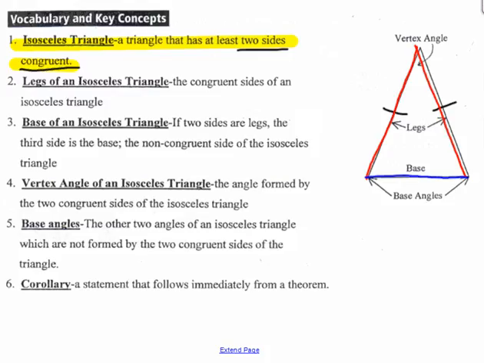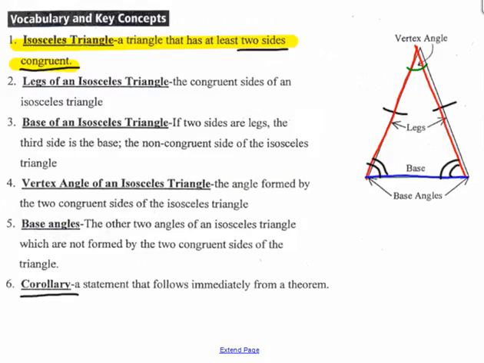Another part of an isosceles triangle is called the vertex angle. That's the angle that the two legs create. And the base angles are formed by the congruent side and its non-congruent side. So these are called your base angles here. And notice how I labeled them as congruent. Okay. A corollary is a statement that follows immediately from a theorem.